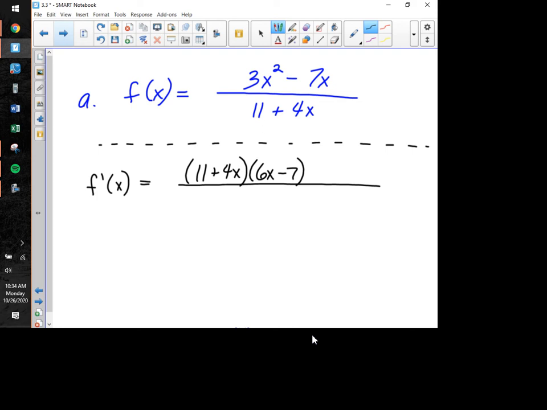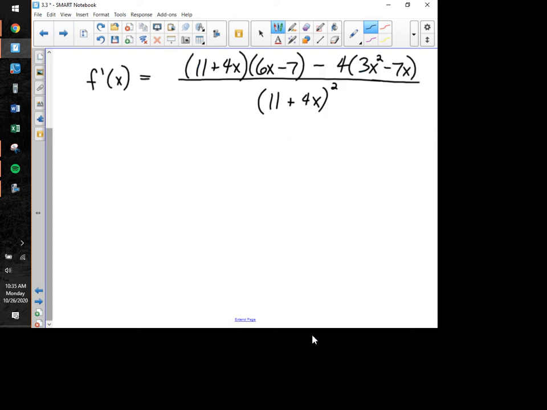Okay, so that's bottom times derivative of the top, minus the top now, the numerator, which is 3x squared minus 7x, multiplied by the derivative of the bottom. The derivative of the bottom is just going to be 4, and I'd like to put that 4 out in front. So where are we, guys? Bottom times the derivative of the top minus the top times the derivative of the bottom, all over the bottom, 11 plus 4x squared. So what could we do to simplify that is reasonable? We can do FOIL in the beginning of the numerator. We can do the distributive property in the end of the numerator, and then I think we are eventually going to be able to combine some like terms, and let's see where to go from there.